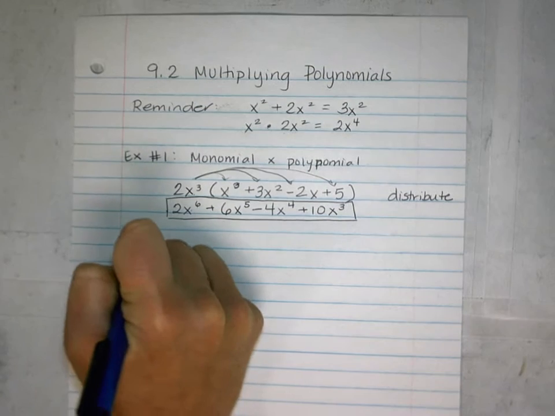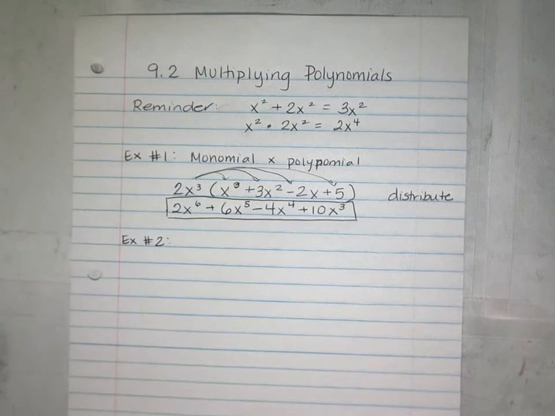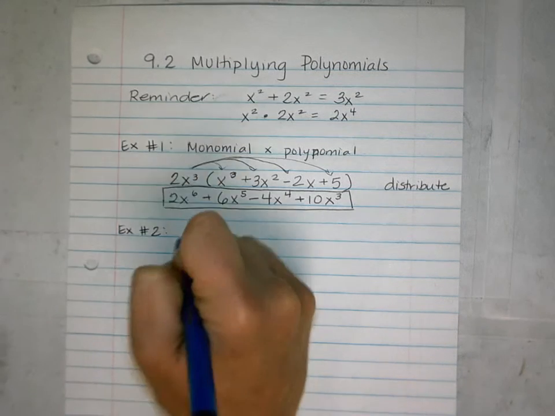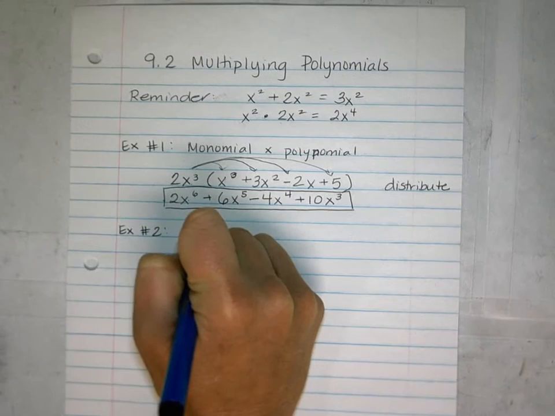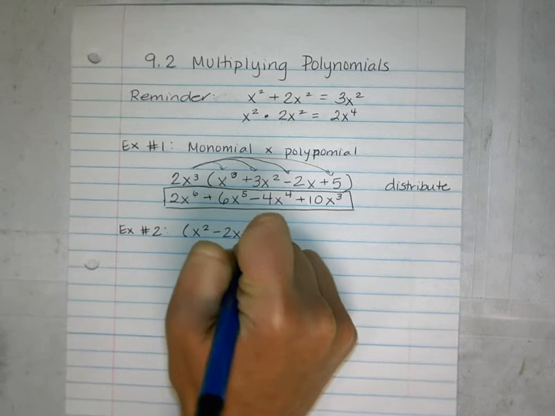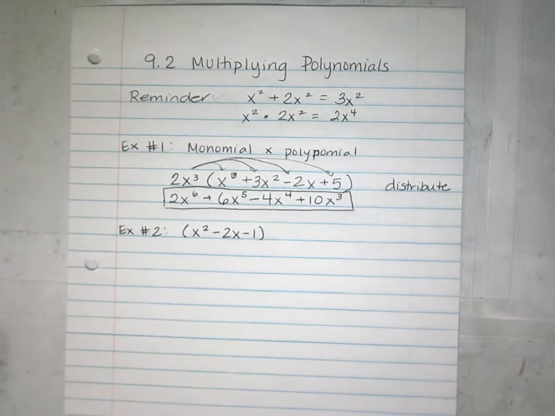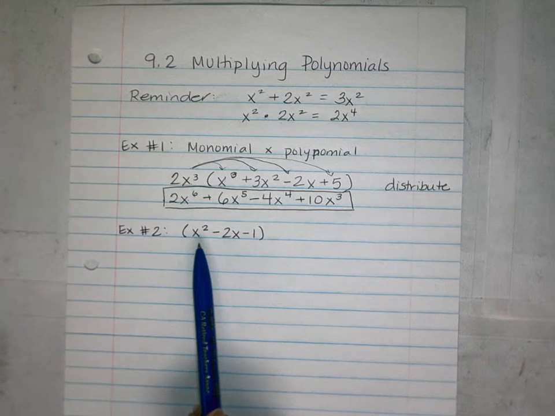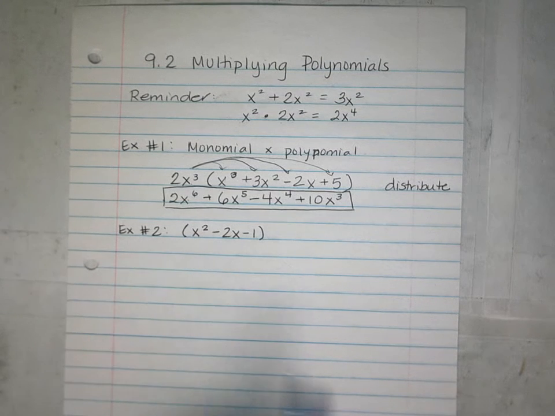Example number 2 is where we get a little bit trickier. The book has many different ways of attacking this problem. I'm pretty much going to show you one method. You can look at the book and use different methods, but I'm going to show you one method that I think most students are familiar with or are most comfortable with. So the first problem of this type, here's a polynomial, a trinomial, right? So this is x squared minus 2x.